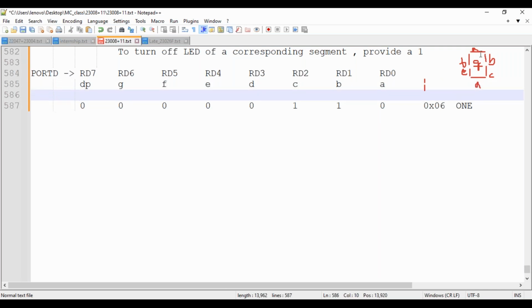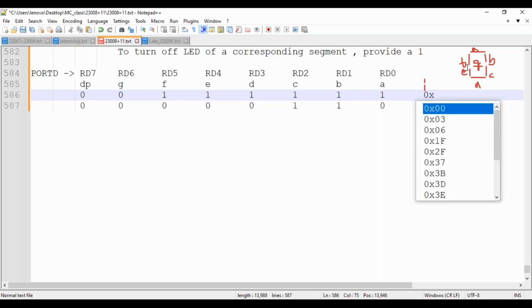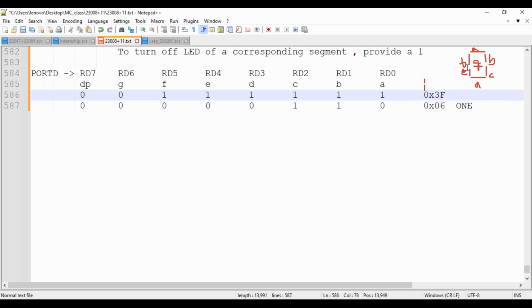How to display 0? Only G will be off. So this is 0, 0, then 1, 1, 1, 1, 1, 1. Correct? So that is how I display a 0. So 0x7f. Is that 7f? It is 3f. So 0x3f for 0.